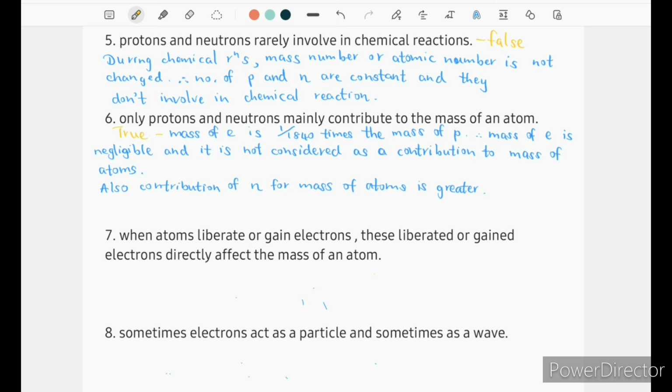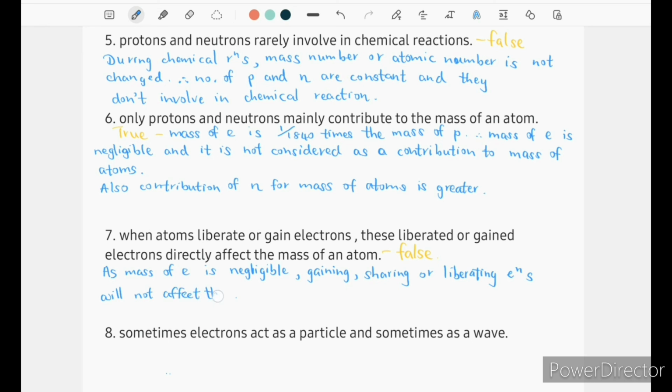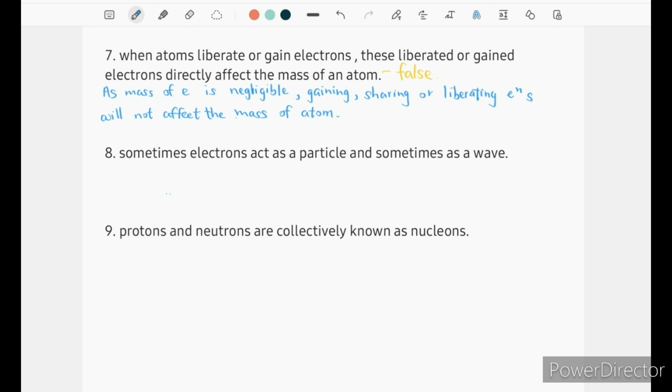Seventh statement, when atoms liberate or gain electrons, these liberated or gained electrons directly affect the mass of an atom. This statement is false. As the mass of electron is negligible, gaining, sharing, or liberating electrons will not affect the mass of an atom.